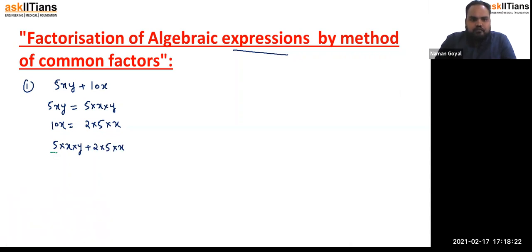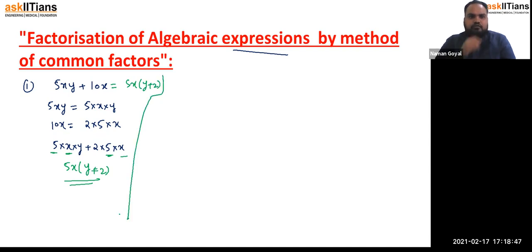Now if you see here, 5 is with the first term as well as the second term. x is also with the first term as well as the second term. So we can take 5x common, right? If I take 5x common, what is left here? y. And what is left here? 2. So this is the factorized form: 5x into (y plus 2). Are you getting my point? First question. Similarly, we can do more questions.